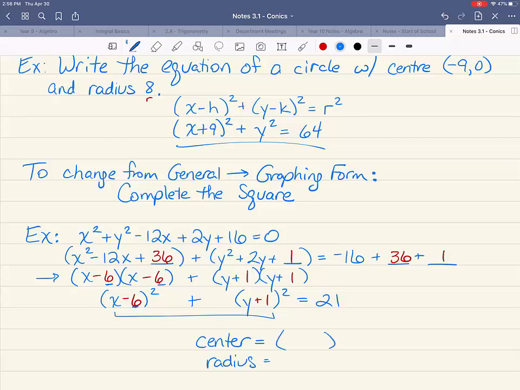Now, let's practice again. What is the center? Take a look at this, and remember, insiders lie. It's going to be positive 6. Whoops, I'm writing with my highlighter. The other one is going to be negative 1. The radius is not a perfect square, and that's okay. It is the square root of 21, which you can estimate in your calculator if necessary.